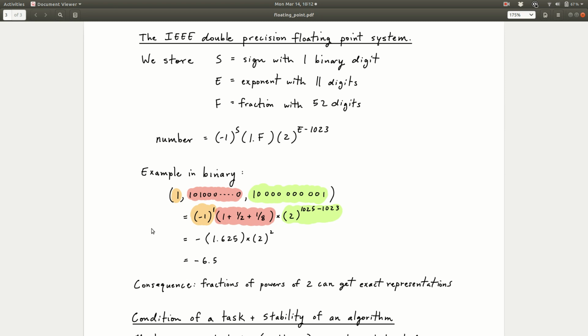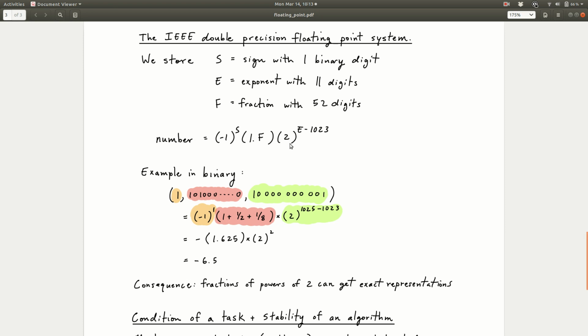And the number that gets represented is -1 to the sign power. So the sign is one binary digit, which means it's either a 0 or a 1. So if S is a 0, you get -1 to the 0, which is positive. So S equals 0 indicates a positive number. And S equals 1, you get -1 to the 1, which is a negative number. So S equals 1 is a negative number.